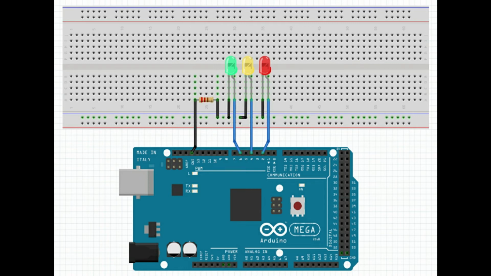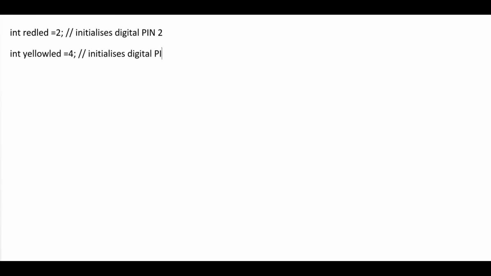In this project we are making a simple traffic light. First I will use pin number 2 to assign it as an output, and the red LED is connected to this pin, and the yellow LED is number 4, and after that the green LED is connected to pin number 6.